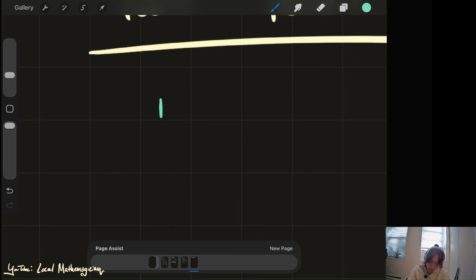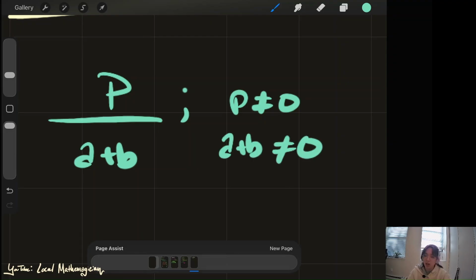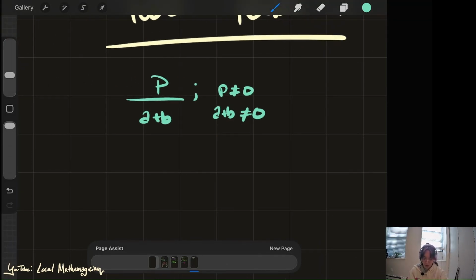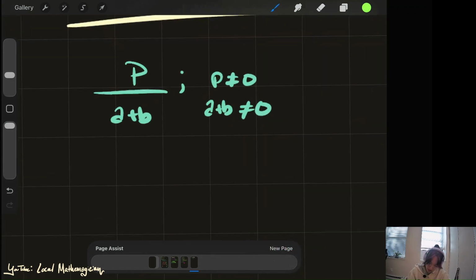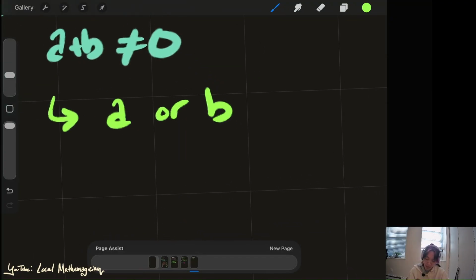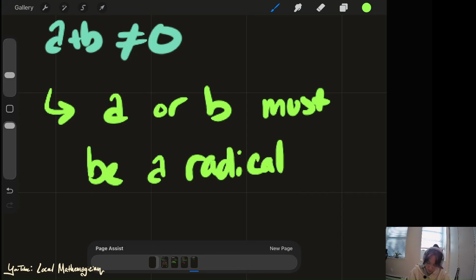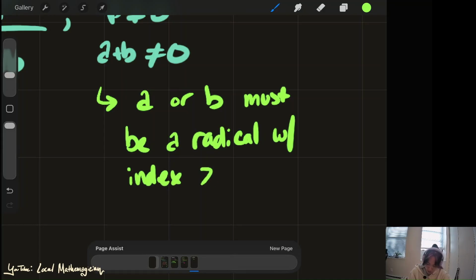So it's going to look a little bit like this, P over A plus B, right? P, pick any expression. Let's not make it 0, because if it's 0 over whoever, then it's 0, who cares, right? So P cannot equal 0, and A plus B cannot equal 0, because then that's undefined. Yeah, I think that's fair. Okay. Now, your third restriction is: A or B, and this is not an exclusive or, this is an inclusive or, so it can be A and B. A or B must be a radical with index 2, okay?